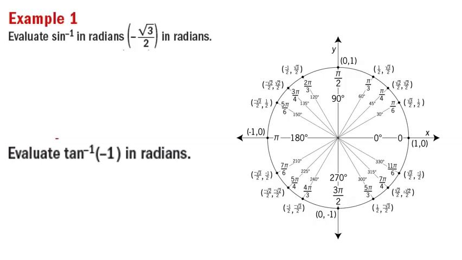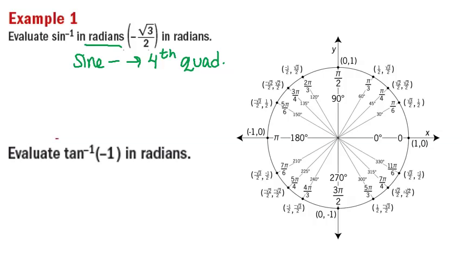So in our first example, we're first going to evaluate sine inverse in radians of negative 3 pi over 2. I don't know why it says in radians twice. Okay, so if we look for that, sine is negative, so if the sine ratio is negative, that points us to the fourth quadrant for our sine inverse function.